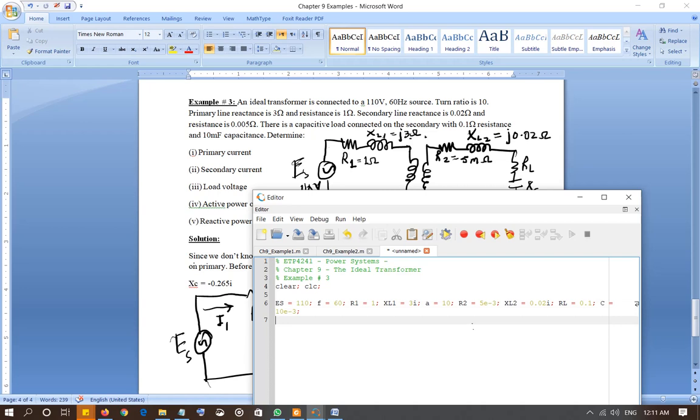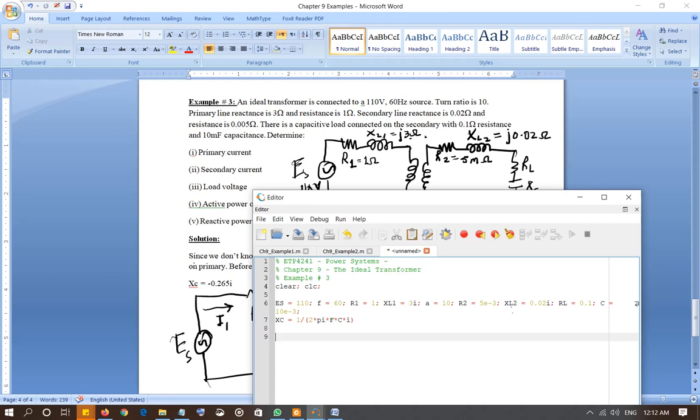So first we're going to calculate Xc. Xc is equal to 1 divided by 2 times pi times f times C, times i. i is of course the imaginary number, and that will give us the value of Xc. And to display the value, I'm not going to put the semicolon at the end.